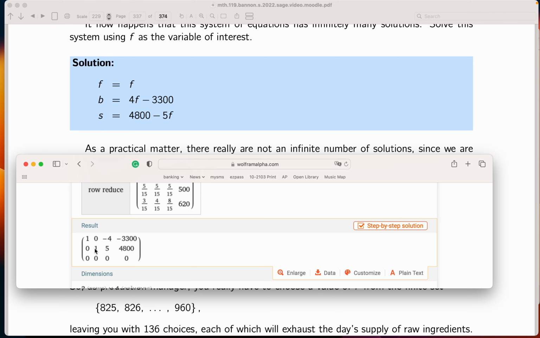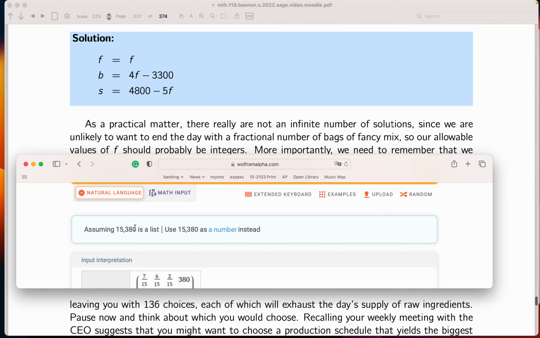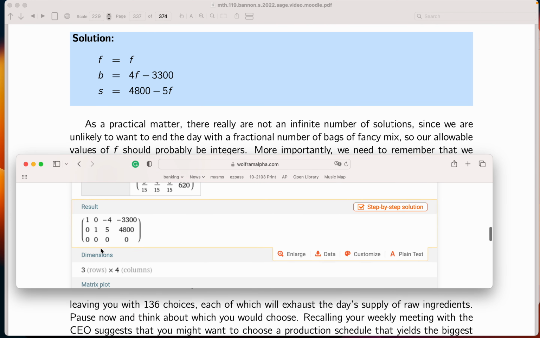I'm sorry, S. I think I'm saying that right. I got to look back over my work. Yeah, the second letter is S. I'm sorry. So S would equal 4,800 minus 5F. I'm seeing that right over here. All right? And then what would you get over here?